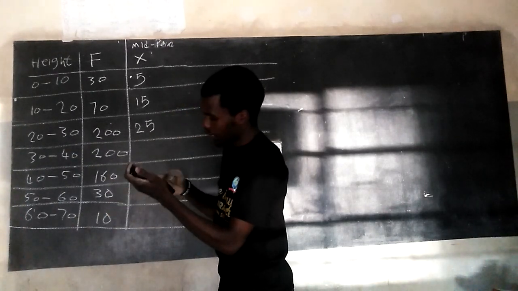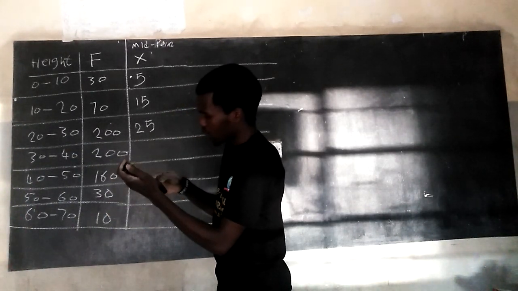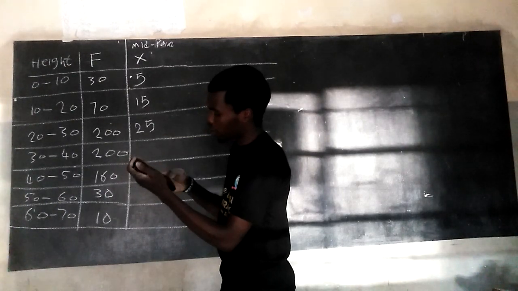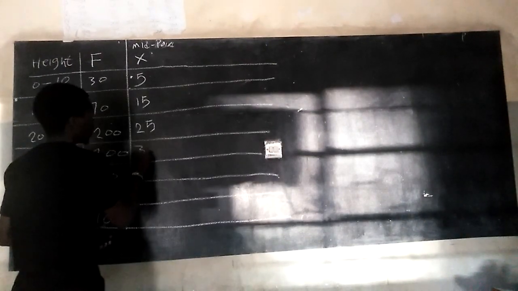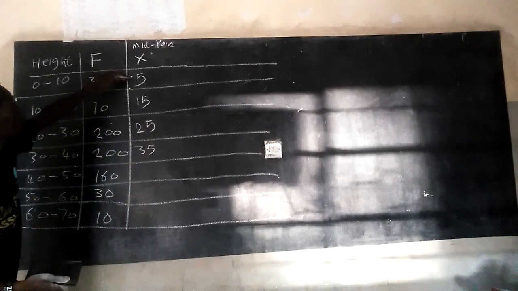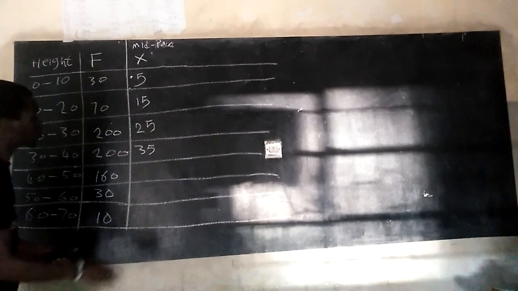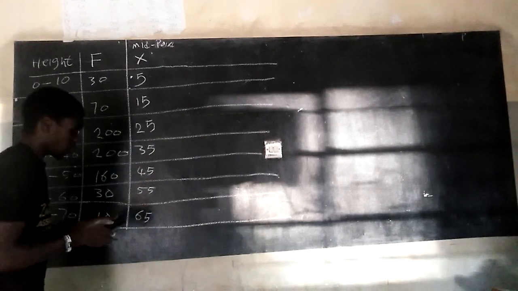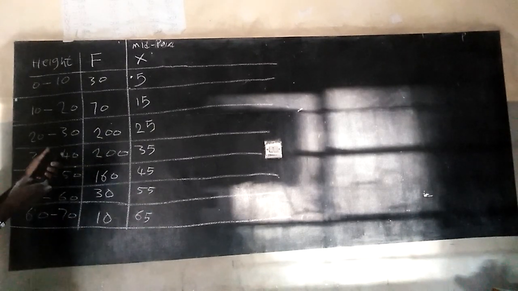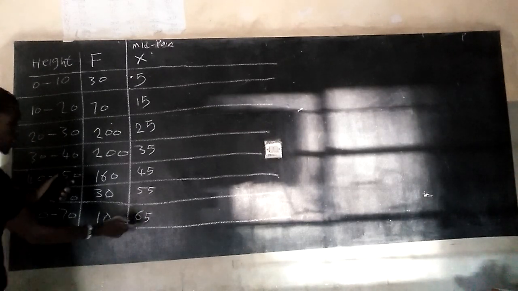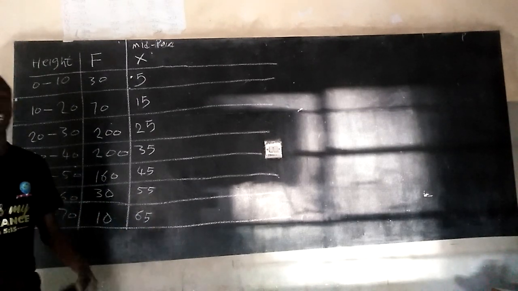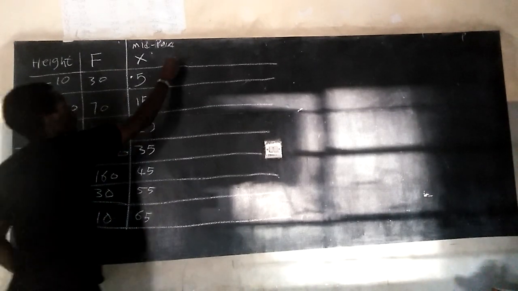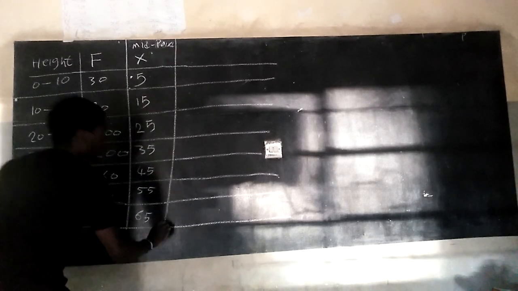Same applies here. I'll add 30 plus 40. It's giving me 70. 70 divided by 2 gives me 35. So are you able to tell: 5, 15, 25, 35? What's going to be here? 45, 55, 65. If you want, you can try and prove it: 60 plus 70 is 130, and 130 divided by 2 is 65. You have to know that they have to be flowing in order. So we are done now with the midpoint.